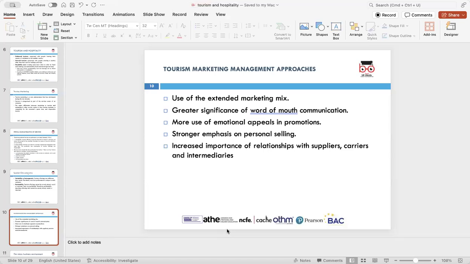Also, the tourism industry uses an extended marketing mix to meet the sector's unique needs, going beyond the traditional four Ps: product, price, place, and promotion, to include factors like people, process, and physical evidence. Word-of-mouth communication is highly impactful, as personal experiences and recommendations significantly influence potential tourists.